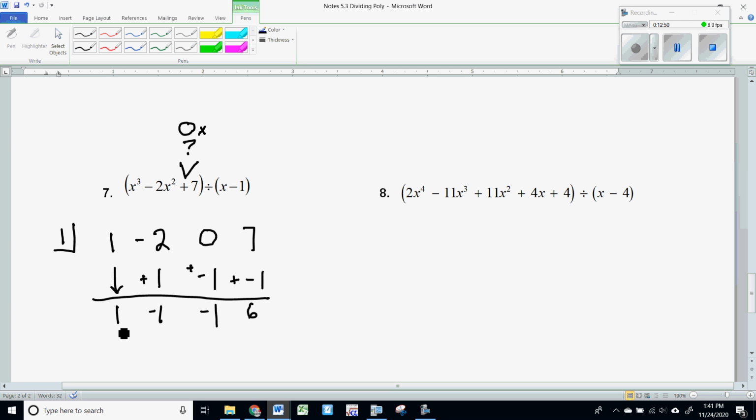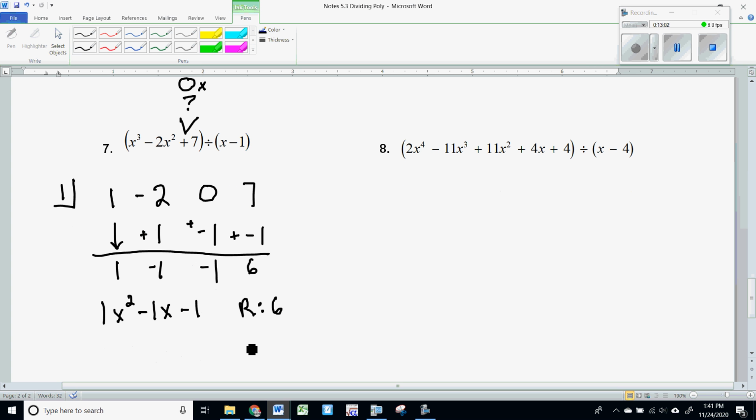We started with an x cubed, so we drop down. This becomes 1x squared minus 1x minus 1, and our remainder is 6. And as you know with these, we could just write this as x squared minus x minus 1 if we wanted to not actually write down the 1 in front.